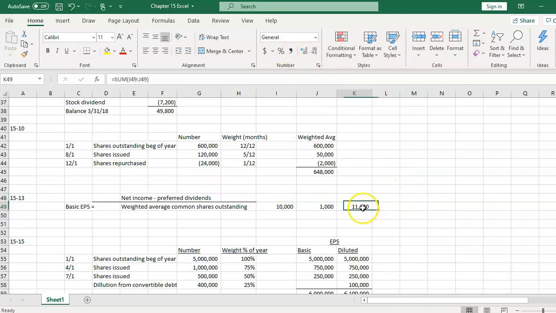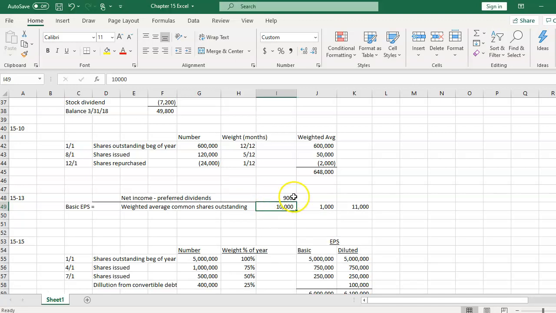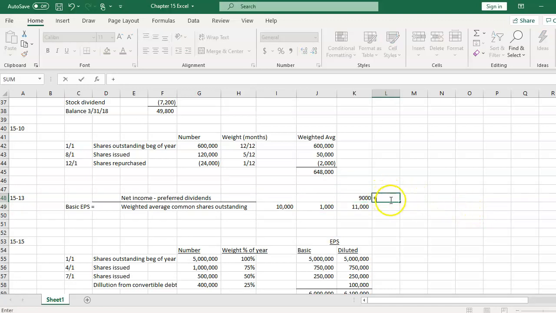Okay. So with that, we then take net income and we divide that by preferred dividends. Okay, so net income for us was $10,000. And I subtract from that the preferred dividends of $1,000. Okay, and that's the key. So I'm taking 9,000, and I should put this over here. I take 9,000 and I divide that by 11,000 shares. So 9,000 divided by 11,000, and I get 82 cents.